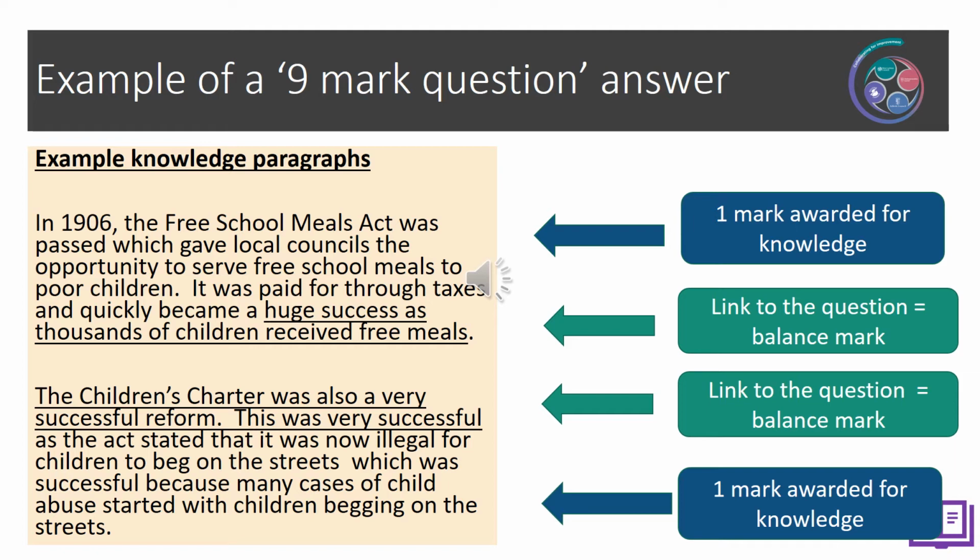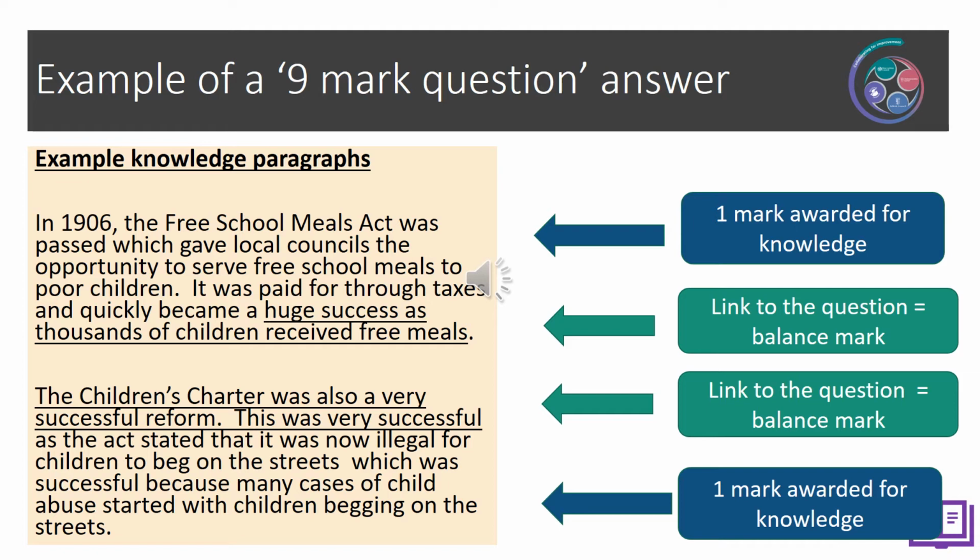The Children's Charter was also a very successful reform. This was very successful as the Act stated it was now illegal for children to beg on the streets, which was successful because many cases of child abuse started with children begging on the streets. Where the marks were allocated in this answer, you can see indicated on the screen.